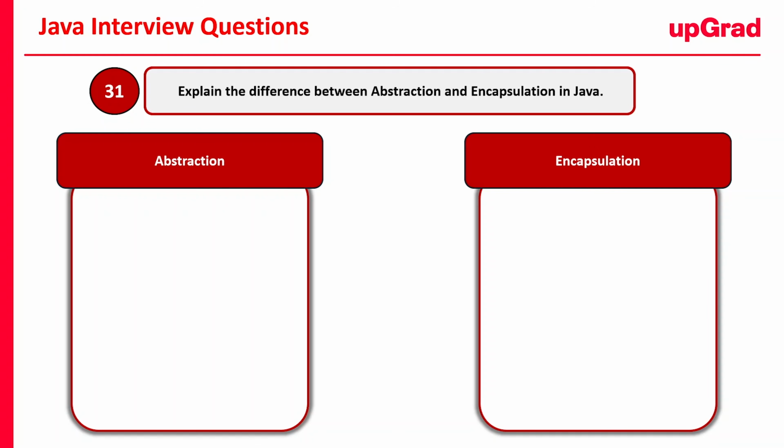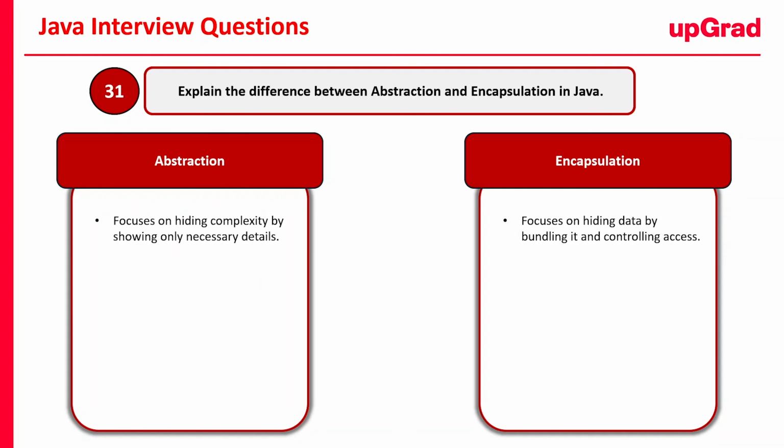So first one is abstraction. So abstraction focuses on hiding complexity by showing only the necessary details and functionality to the user, whereas encapsulation focuses on hiding data by bundling it into a single unit and controlling access. Then there is abstraction. So abstraction deals with design level by using interface and abstract class to define what an object should do. Then encapsulation.